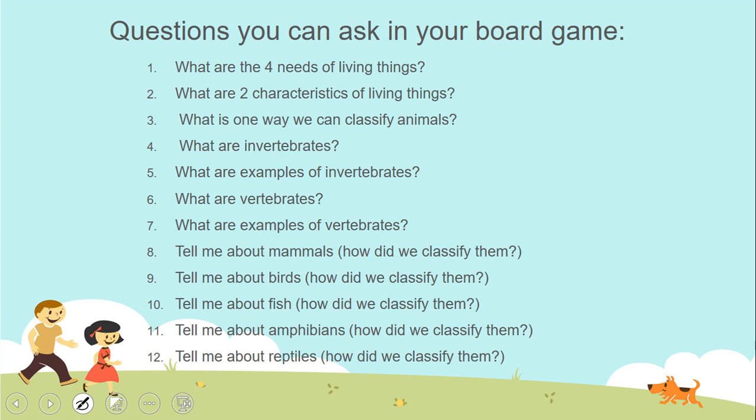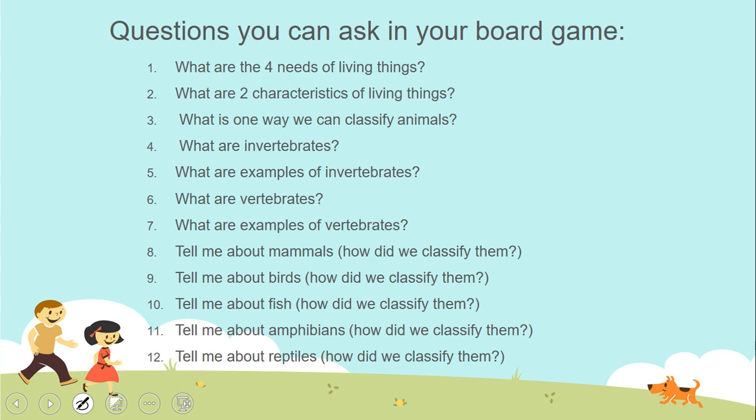8, tell me about mammals. How do we classify them? So what makes them the same? 9, tell me about birds. And remember, think about the things that birds have. Number 10, tell me about fish. Okay, again, think of the things that only fish have. Number 11, tell me about amphibians. What are the things that only amphibians have? And 12, tell me about reptiles. So how do we classify reptiles?